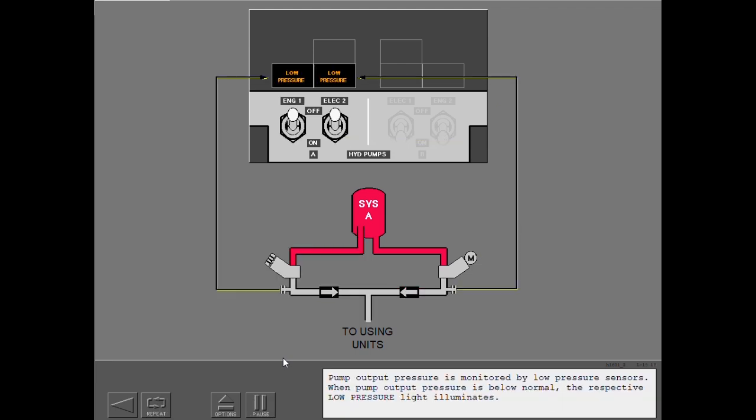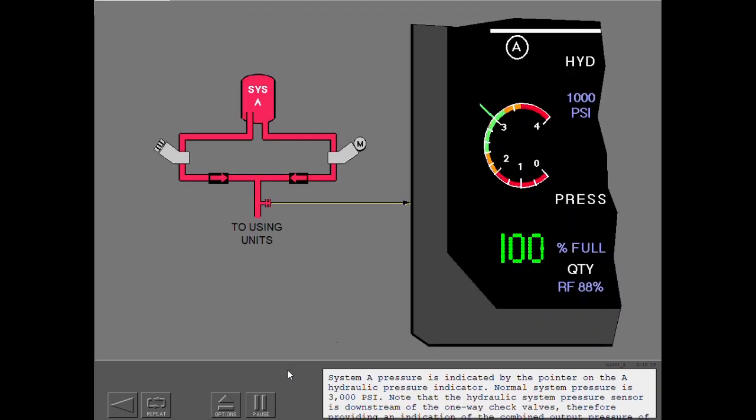Pump output pressure is monitored by low-pressure sensors. When pump output pressure is below normal, the respective low-pressure light illuminates. System A pressure is indicated by the pointer on the A hydraulic pressure indicator. Normal system pressure is 3,000 psi.